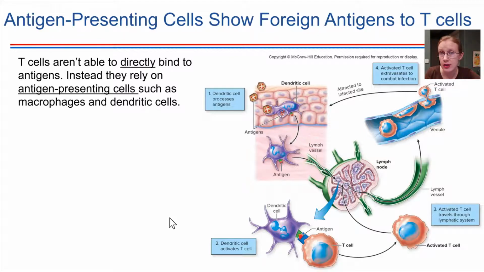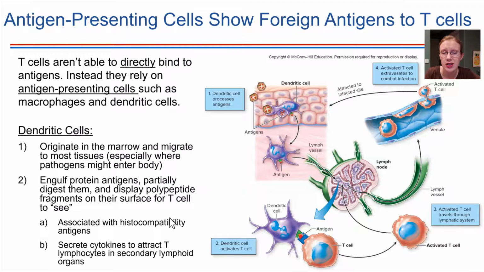Also, dendritic cells are another cell type that can do this. Dendritic cells are really specialized for doing this. Dendritic cells come from the bone marrow, and they migrate out into most of the tissues in the body, especially the tissues that tend to be exposed to pathogens, so things near the surface like the skin. A lot of dendritic cells in those sorts of tissues.